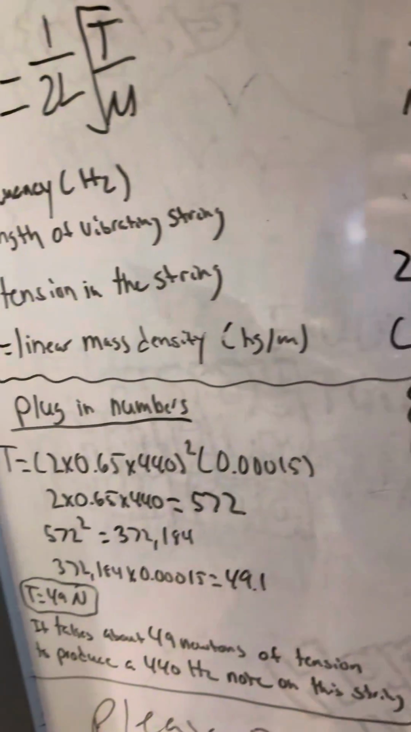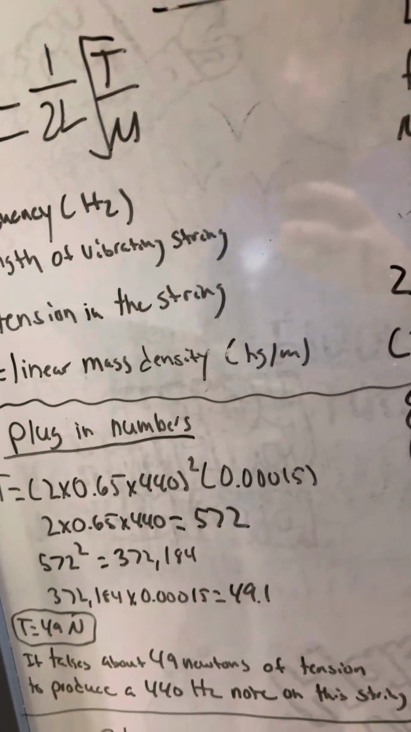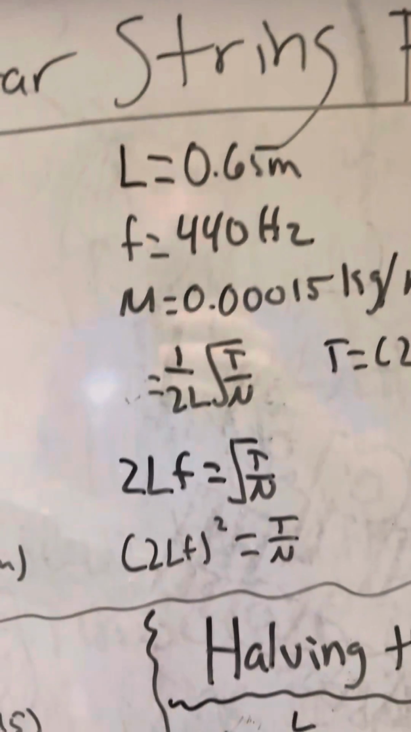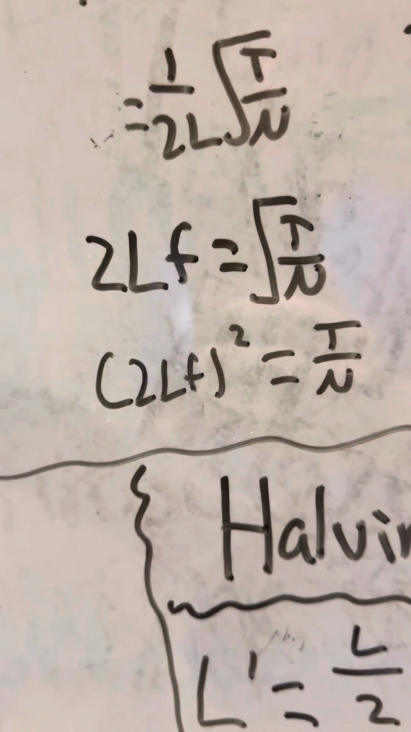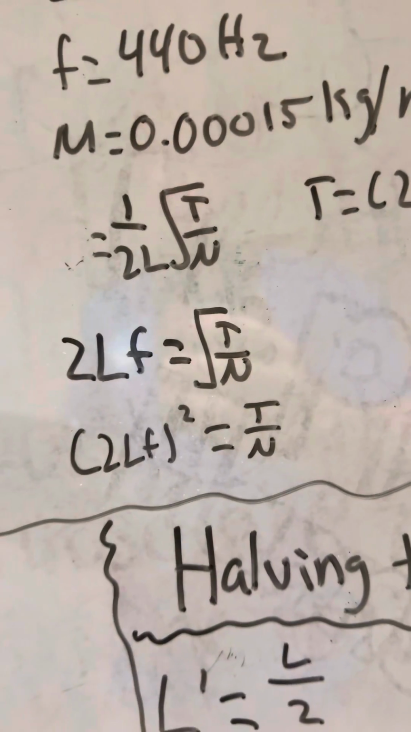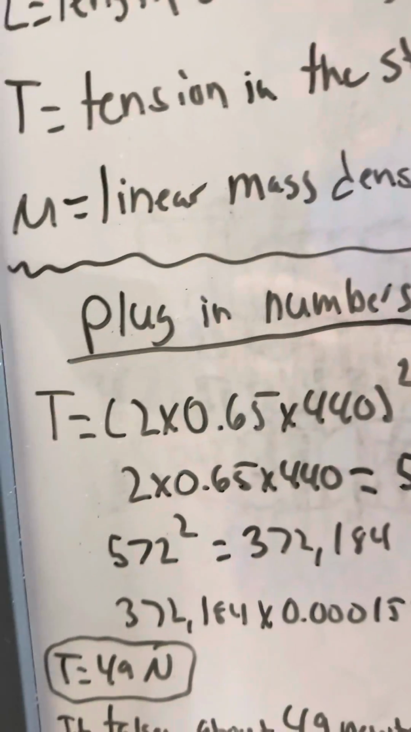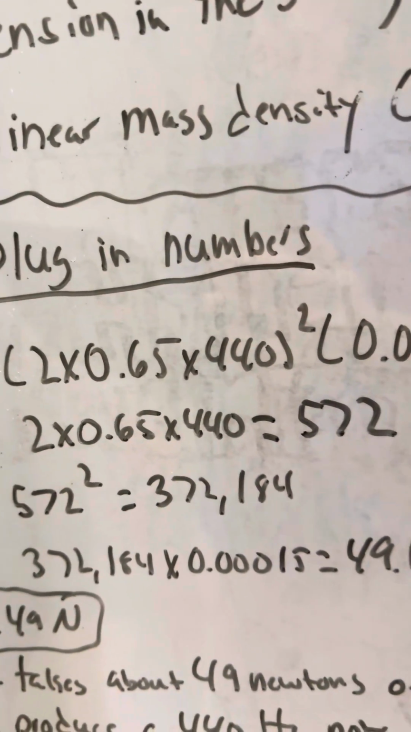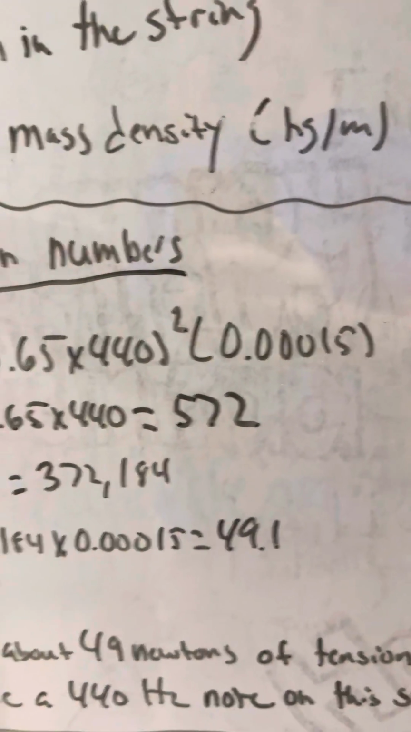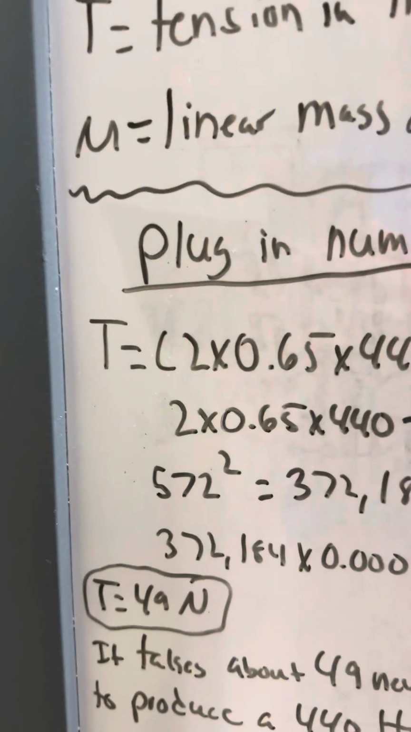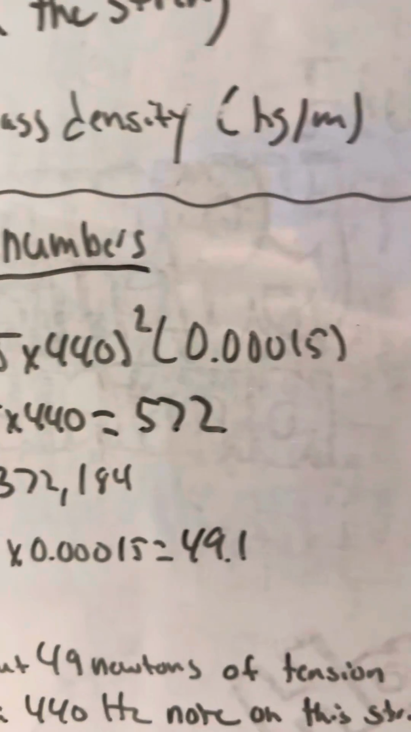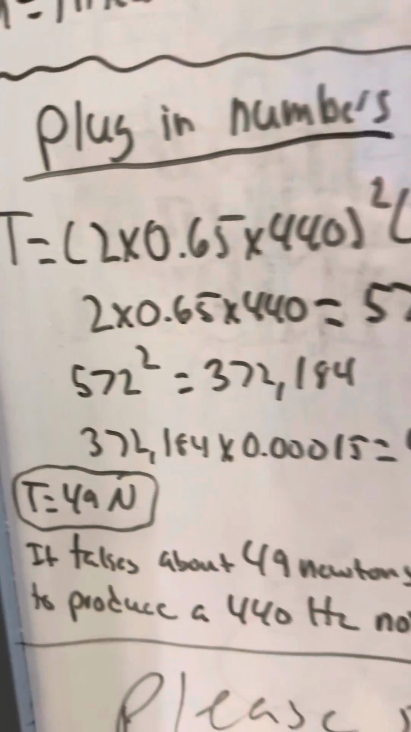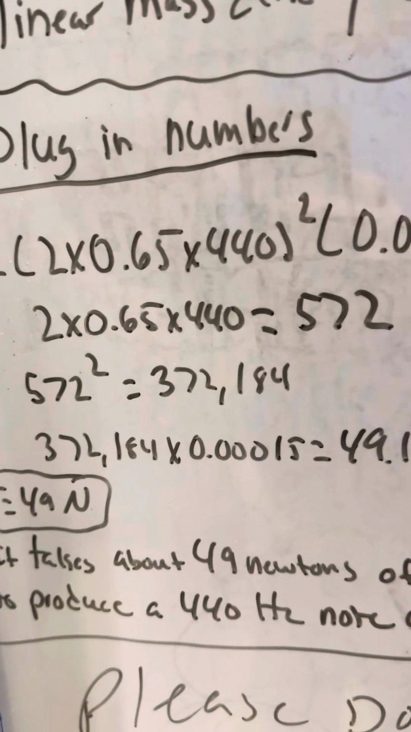Now these are the calculations for the tension needed to play the string at 440 hertz. The rearranged equation is T equals (2L times frequency) squared times μ. So it's 2 times 0.65 times 440, which equals 572. 572 squared is 327,184.